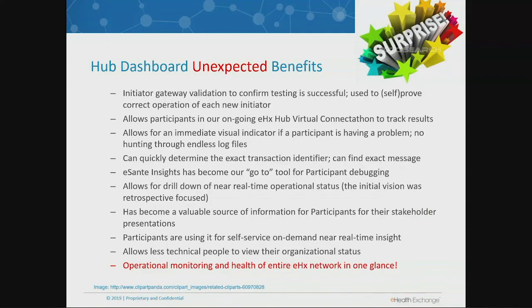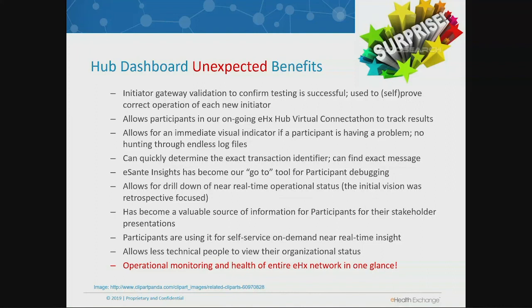So on top of the expected benefits, these actually were all, quite frankly, surprises to myself. Maybe not to everybody on the team, but they were surprises to me, and I think to most of us on the team. So one unexpected benefit is that basically this has become our go-to. It's like our dashboard in our car is for the exchange.